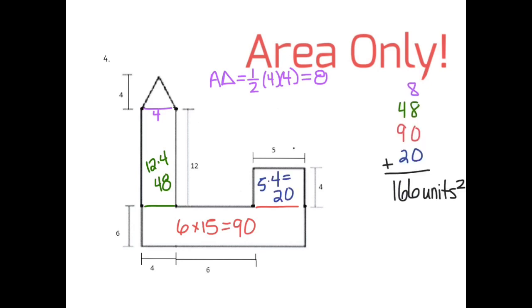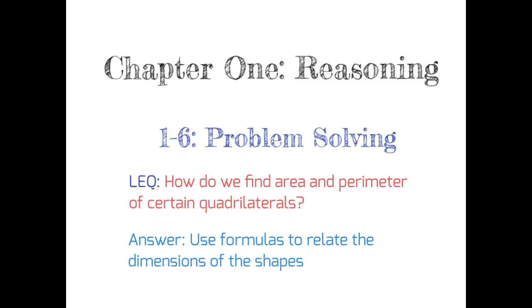Final answer for area only is 166 units squared. That concludes this first section of notes for Lesson 6 for problem solving, which does answer the lesson essential question about how do we find area and perimeter of certain quadrilaterals. We use formulas to relate the dimensions of the shapes.